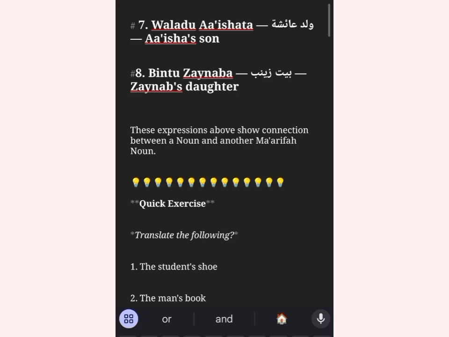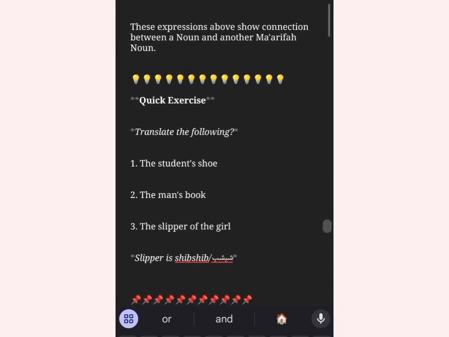Before we move further, I'd like you to try your understanding on this quick exercise by doing the exercises we have here. Translate the following: the student's shoe, the man's book, the slipper of the girl. And so we have slipper to mean shib. Sometimes you can say na'lun. So try your best in the comment section to do this translation.